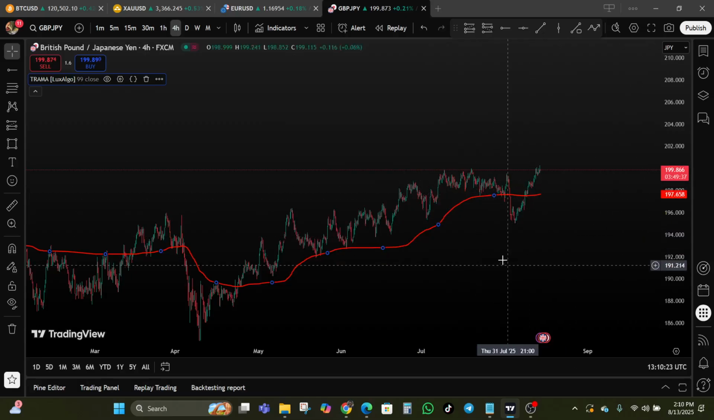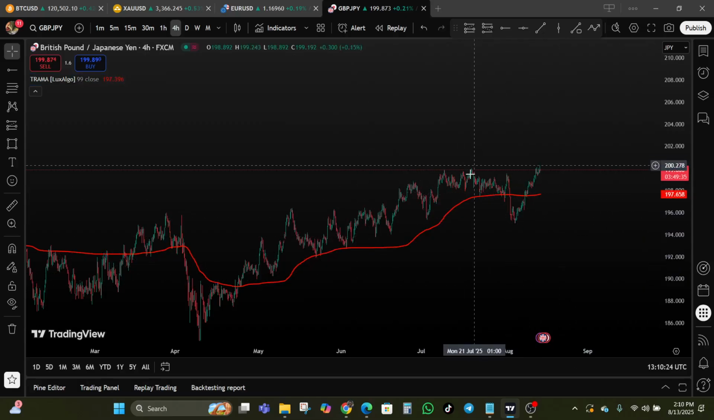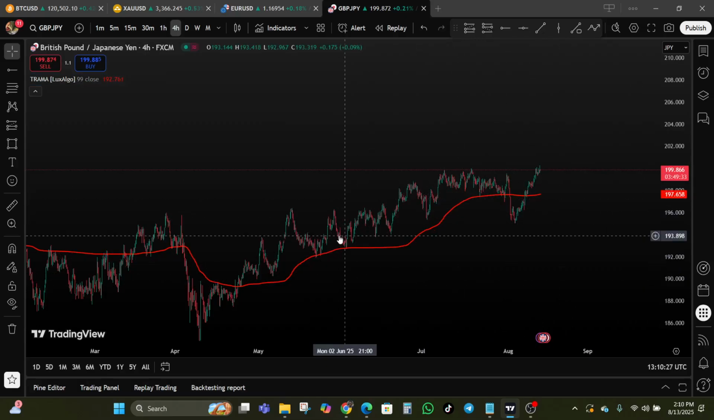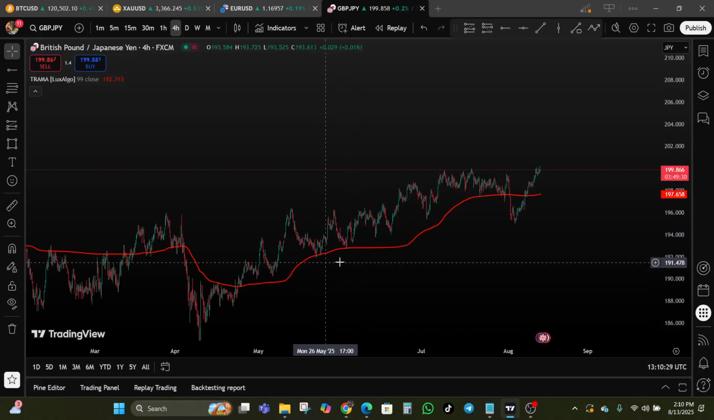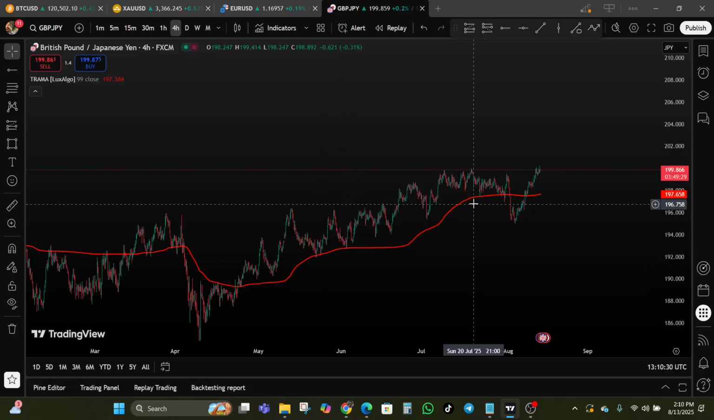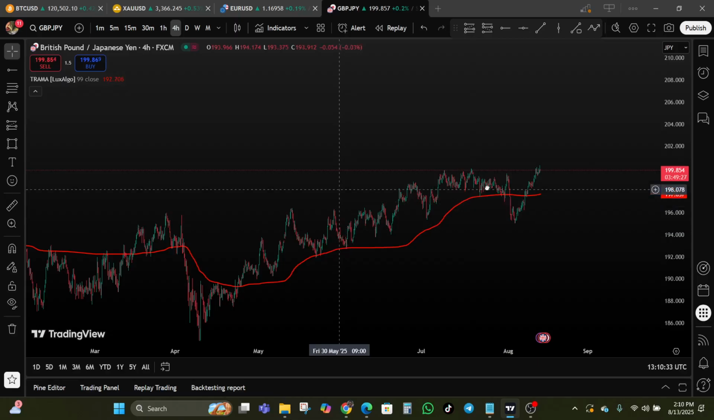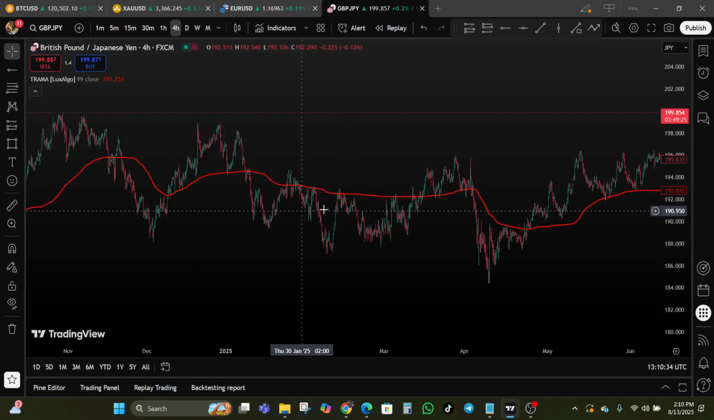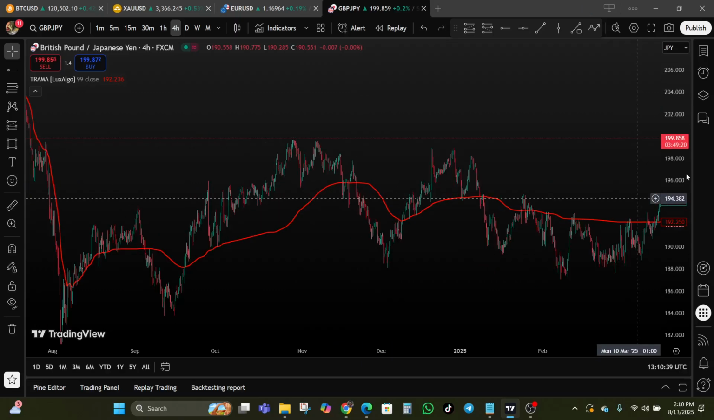You can use the TRAMA for trend direction. Basically, if price is above the TRAMA and the TRAMA is sloping upward, then you are in an uptrend. But if price is below the TRAMA and the TRAMA is sloping downward, then you are in a downtrend.